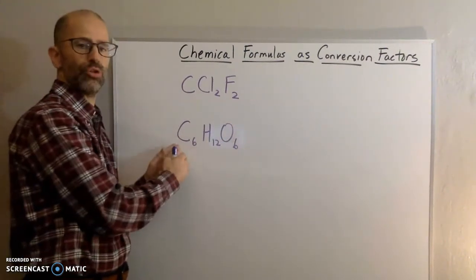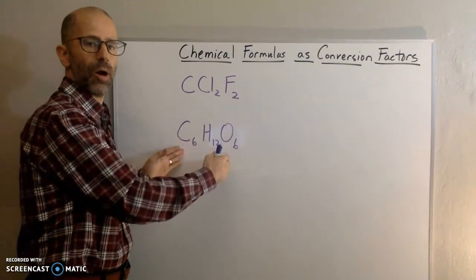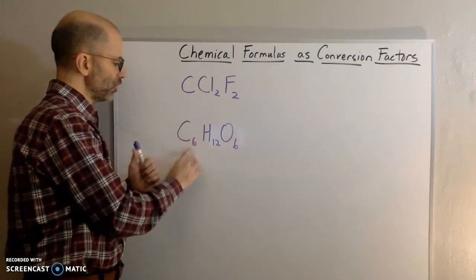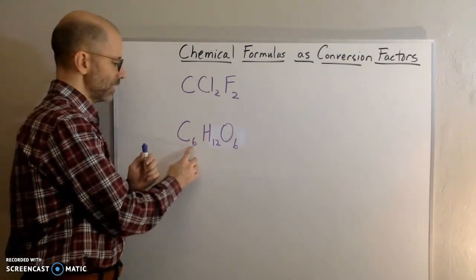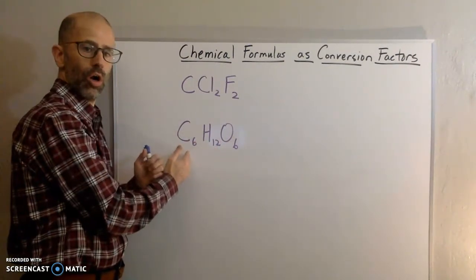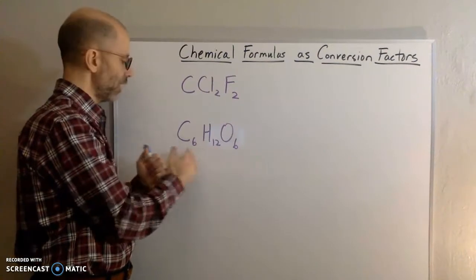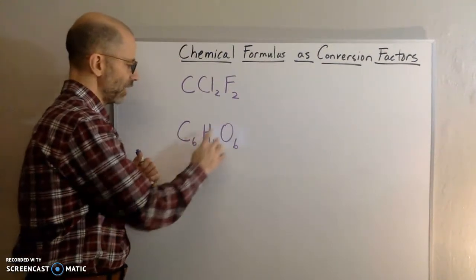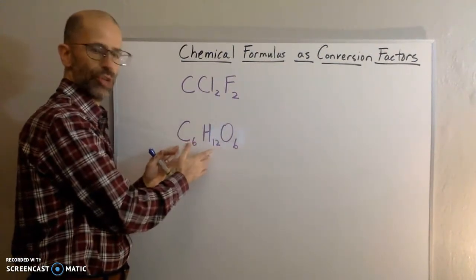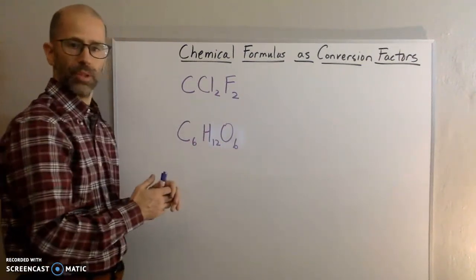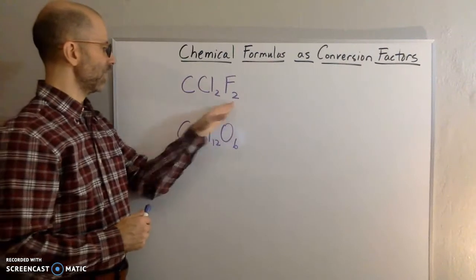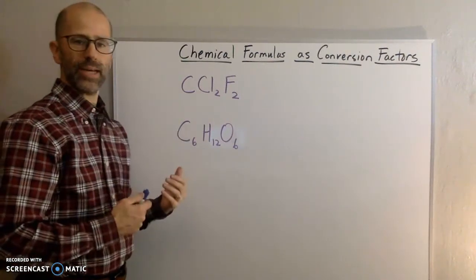I can also do ratios of part to part, right? So the ratio of carbon to hydrogen is 6 to 12 or 1 to 2, right? Or the ratio of carbon to oxygen in glucose is 6 to 6 or 1 to 1, okay? And I can do the same thing here. So why is that important?